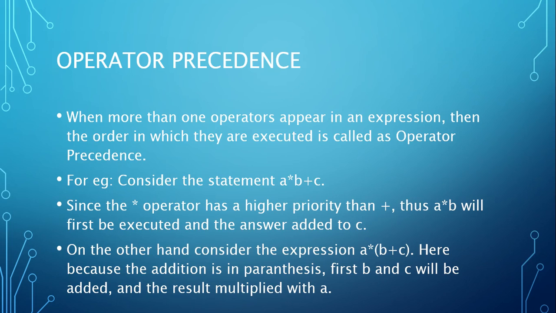Let's consider two examples. I've given the first statement as A multiplied by B plus C. Considering the rules of BODMAS, which we have studied in school, A into B will be executed first because multiplication and division have a higher precedence or higher priority as compared to the addition and subtraction operation. So one would first get the value of A multiplied by B, and whatever the result is would be added to C to get the final answer.